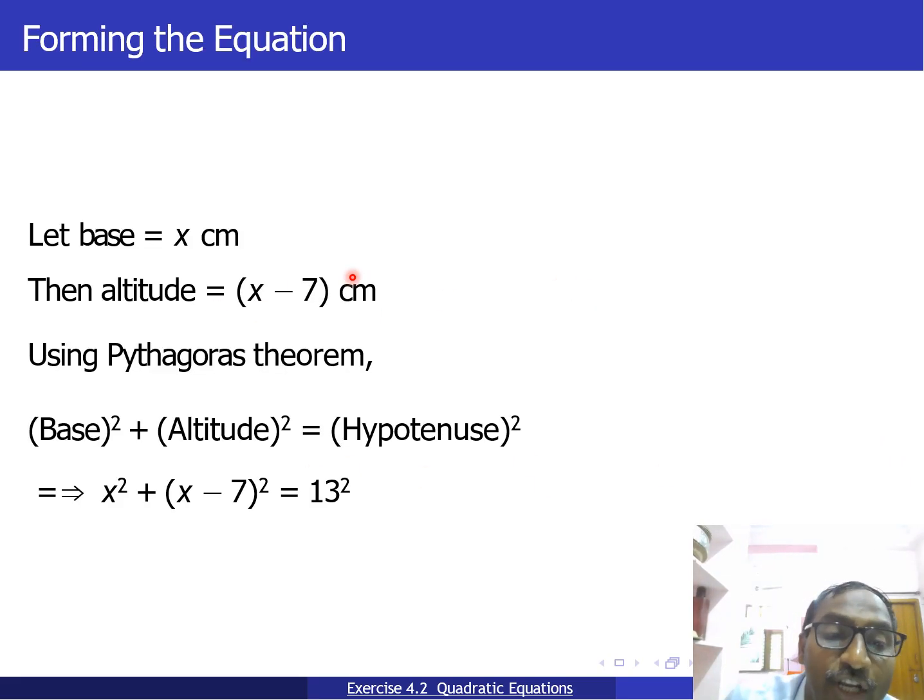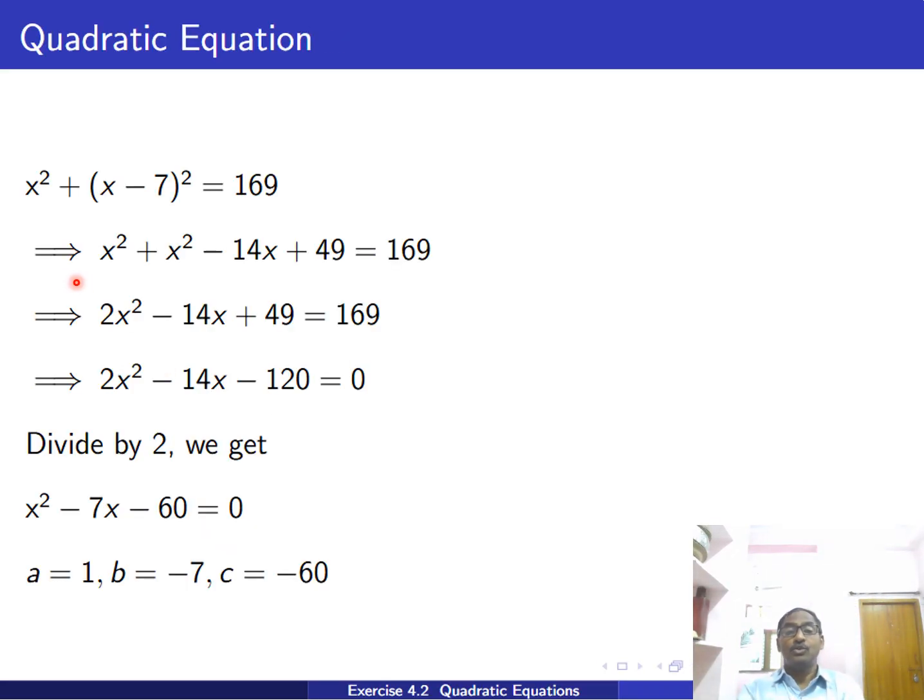Let the base equal x centimeter, then the altitude is x minus 7 centimeter. Using Pythagoras theorem, base square plus altitude square is equal to hypotenuse square. This implies x square plus x minus 7 whole square equal to 169. So x square plus x square minus 14x plus 49 equal to 169.